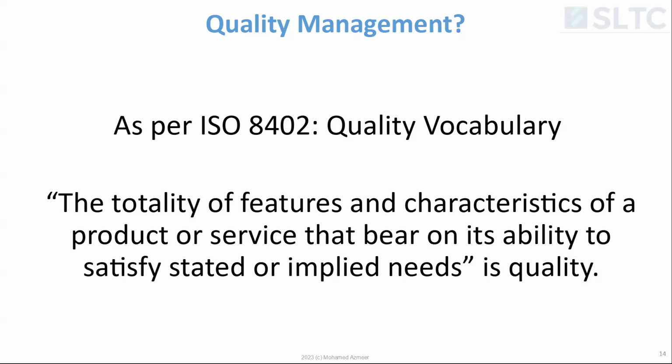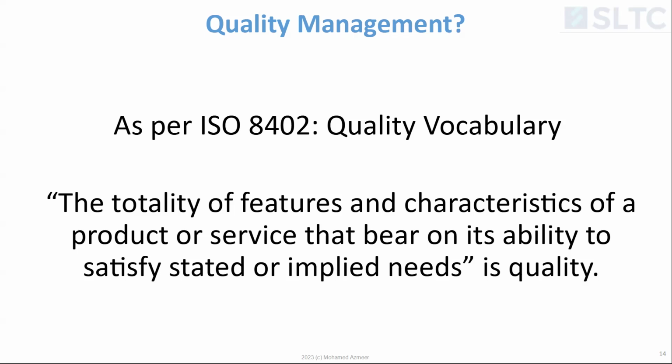When it comes to the software here, we have an ISO 8402. Yeah. In this, we have something called the quality vocabulary. Vocabulary is words, right? So what does that mean? The totality of features and characteristics of a product or service that bear on its ability to satisfy stated or implied needs is quality. So this is the ISO definition of quality. What does it mean in simple English?